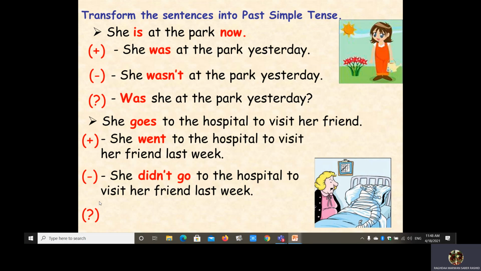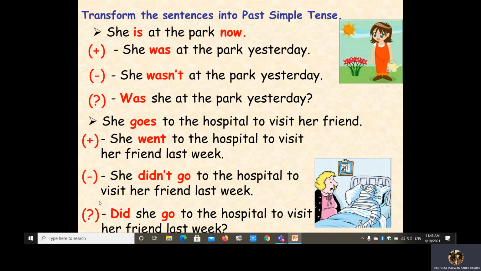Now we want to make a question. Did she go to the hospital to visit her friend last week? So we start with did. With regular or irregular verbs in the questions, we start with did. Did she go to the hospital to visit her friend last week? Well, if we have the verb to be, was or were, we start with it in the question. Was she at the park yesterday?